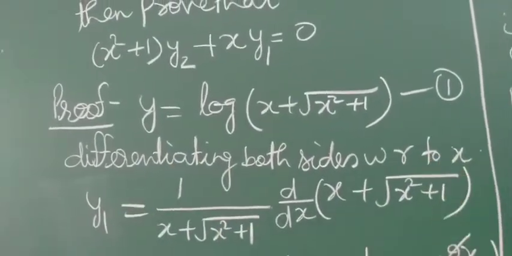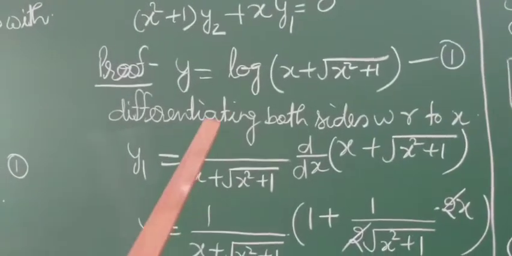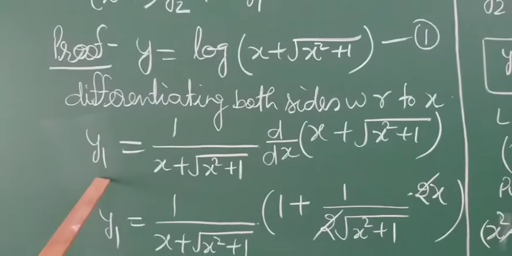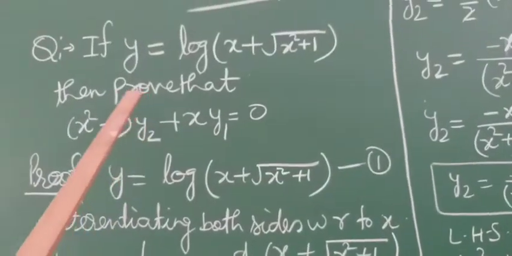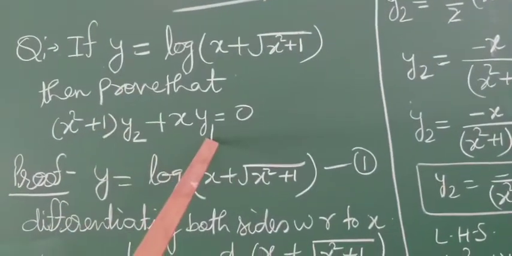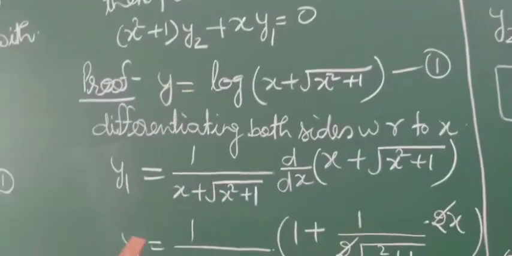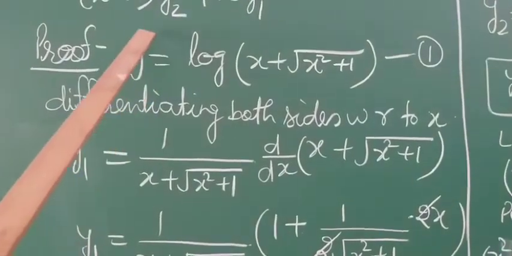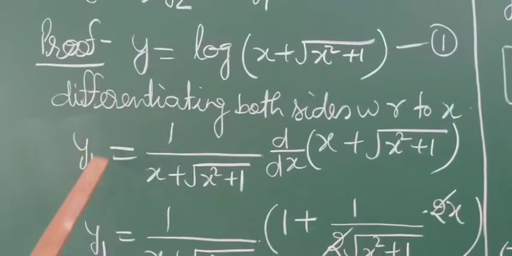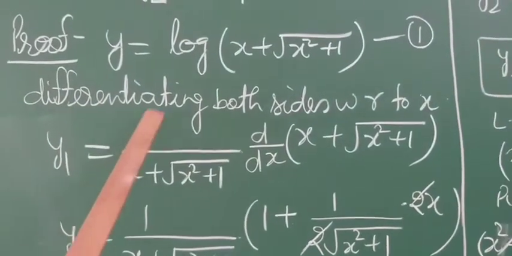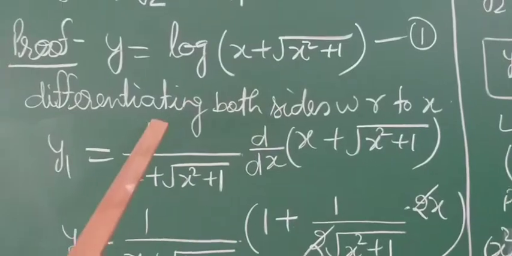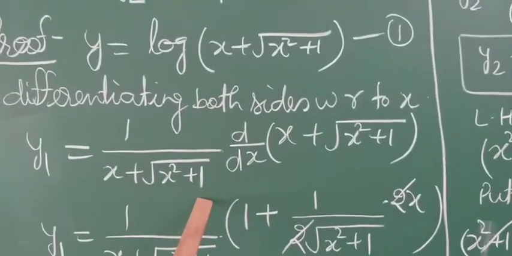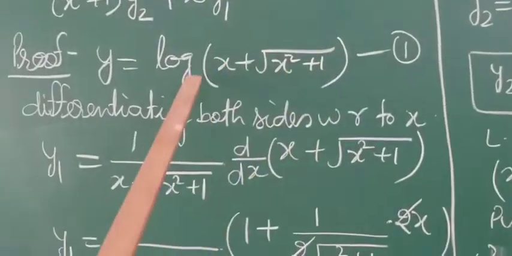Differentiating both sides with respect to x. When we differentiate it, its derivative I have written here as y1, because in the question the derivative is given in the form y1 and y2. That's why I am going to write the derivative of y as y1. y1 equals derivative of log x, which is 1 upon x, so 1 upon (x plus root x square plus 1), because this whole part is supposed as x, student.